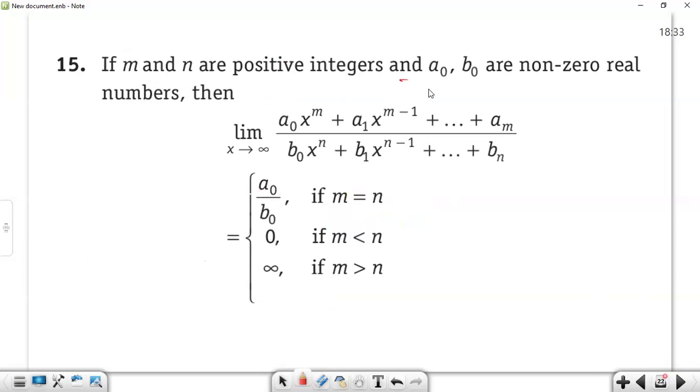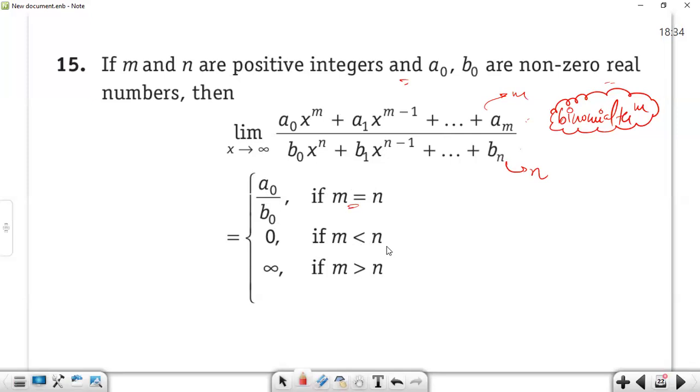So there is another trick which we have to remember: if the function is in the form of this numerator and denominator, which is basically having some binomial expression, which you will understand more deeply in the chapter binomial theorem, but you have to just remember this for now. If there is an expression in this particular form, and the degree of the numerator is m and the denominator's degree is n, then if the degrees are equal, it is going to be a naught by b naught.